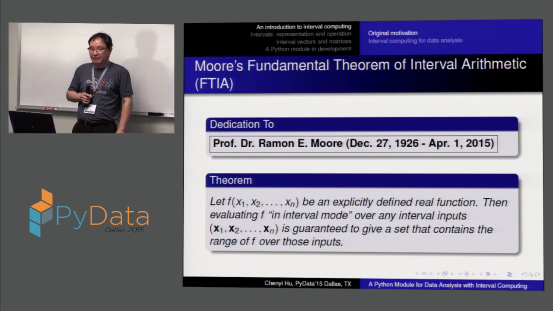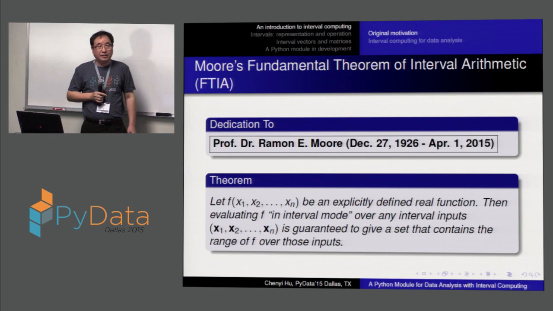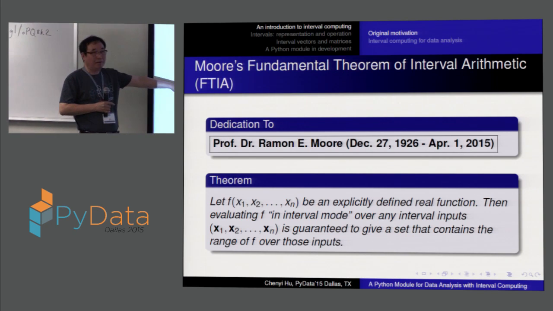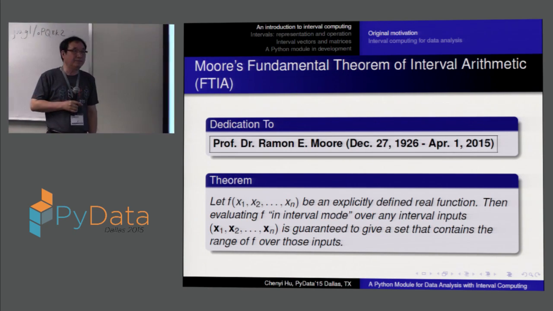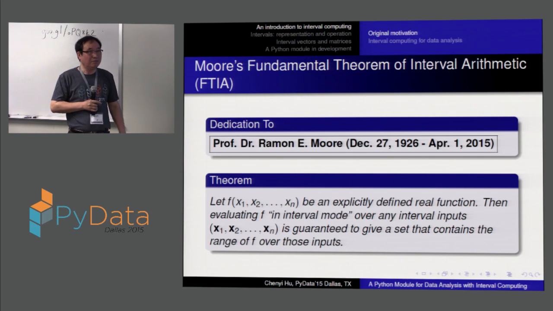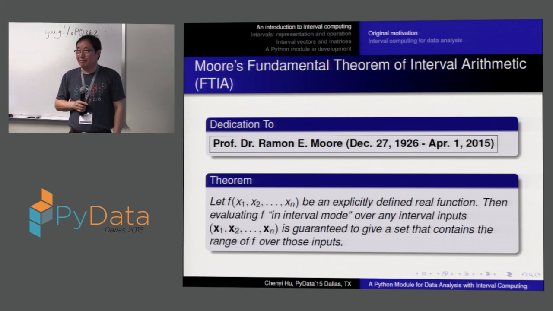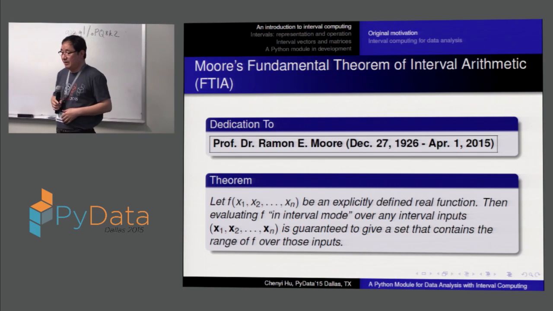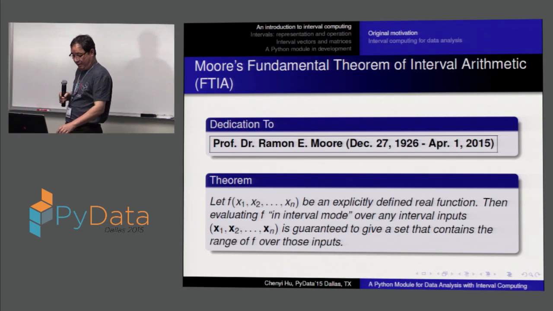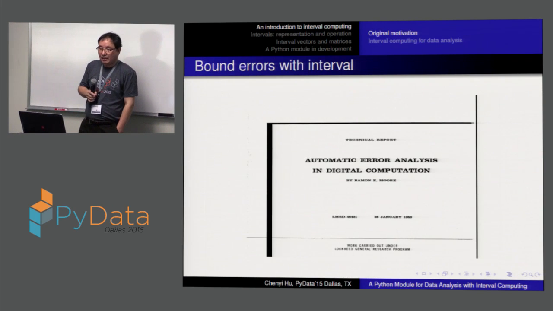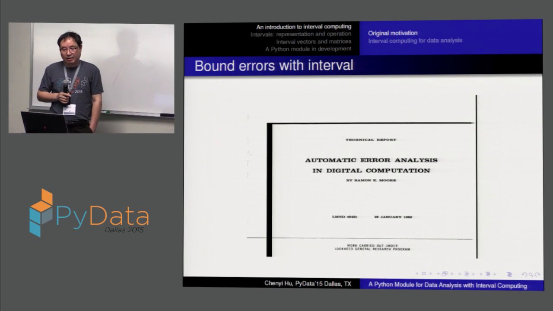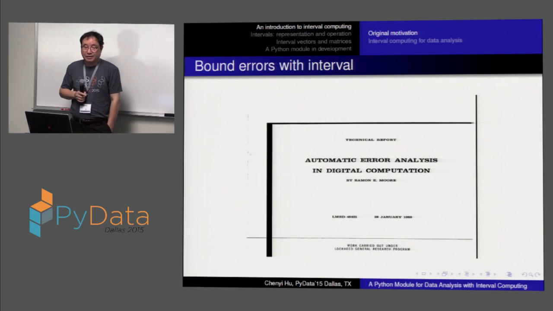His fundamental theorem of interval arithmetic is: whatever function you evaluate, if you put the parameters or arguments in as intervals, then the result should contain all the solutions. That is the fundamental theorem. And his dissertation is called automatic error analysis in digital computation.